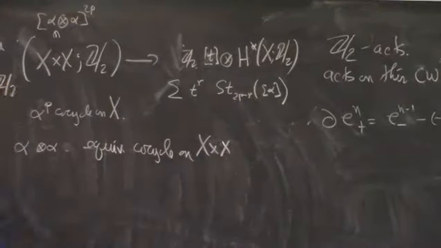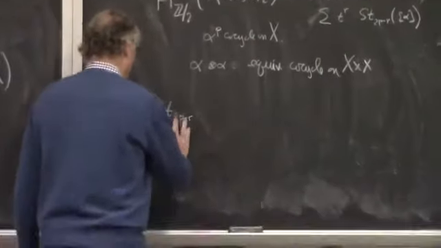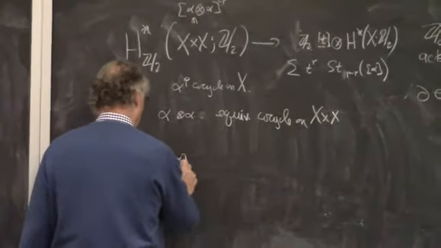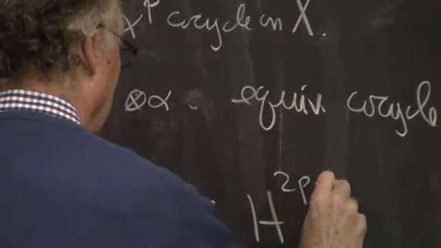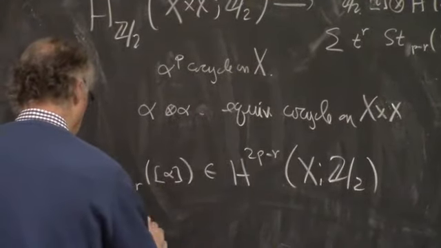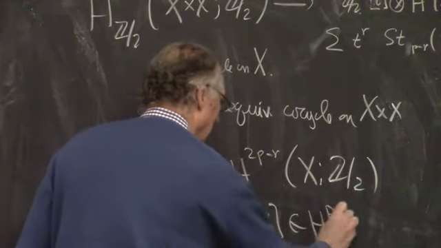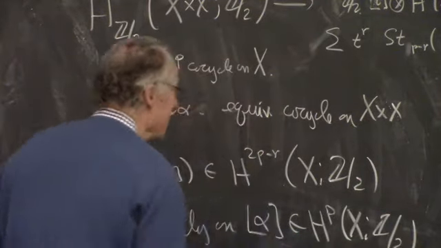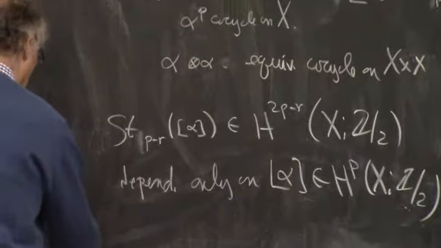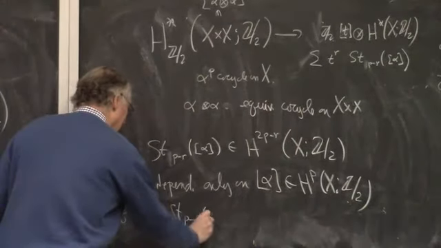So I have the Steenrod operations. For strange reasons, the terminology is p minus R. Steenrod p minus R of alpha lies in H^(2p minus R) of X with Z2 coefficients, and they depend only on the cohomology class of alpha in H2 of X. Well, the relationship to the Steenrod squares is the square R of alpha is Steenrod p minus R of alpha.